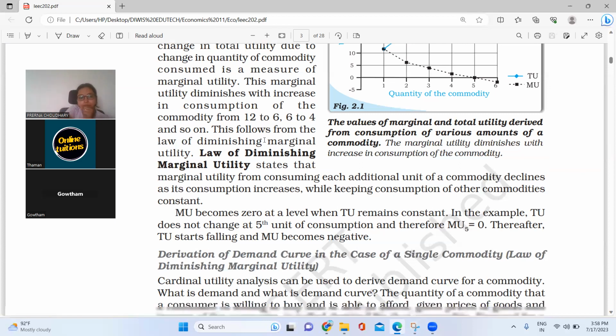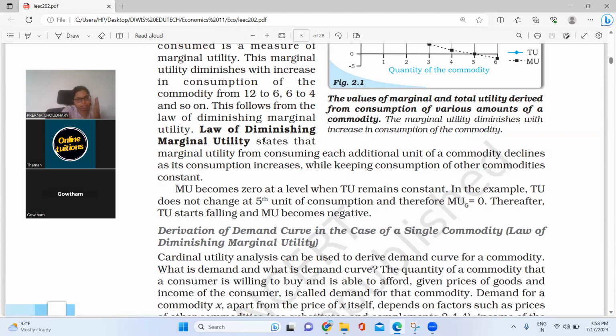MU becomes zero at a level when TU remains constant. Constant means the highest point. In the example, TU does not change at the fifth unit of consumption, and therefore MU of the fifth unit is zero. Thereafter, TU starts falling and MU becomes negative.